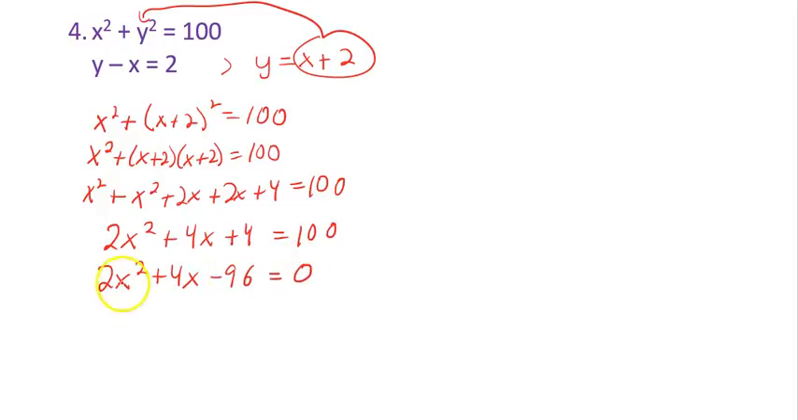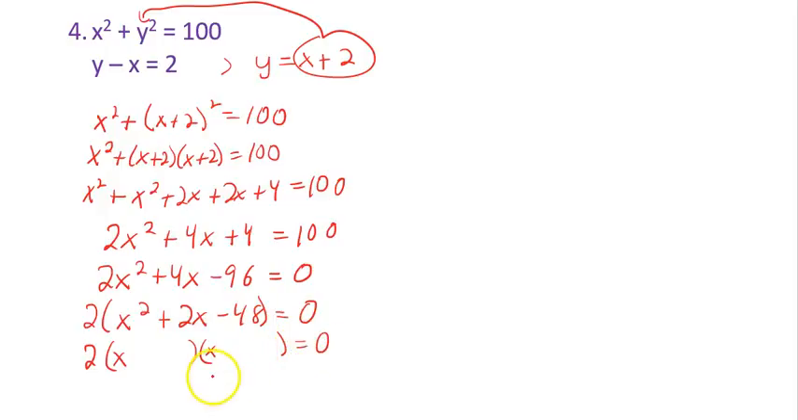Again, I notice everything is divisible by 2, so if I take that out, it's going to make factoring it a lot easier. And it's going to leave me with x squared plus 2x minus 48 inside. And that, I just have to think, what's going to multiply to give me negative 48 and add to give me 2. And that's a positive 8 and a negative 6, because those will multiply to give me a negative, but they'll add to give me a positive 2.